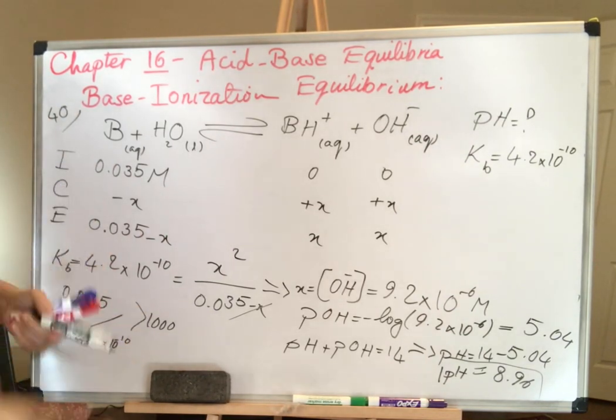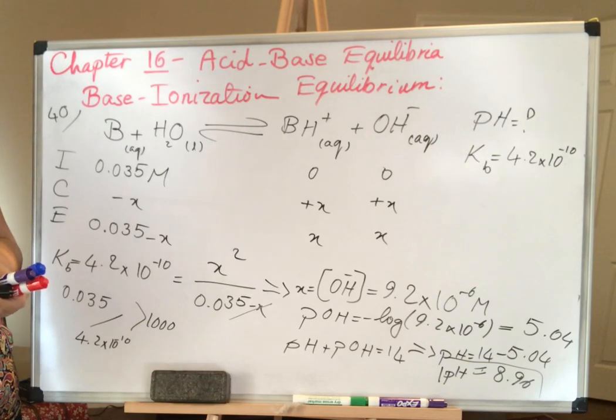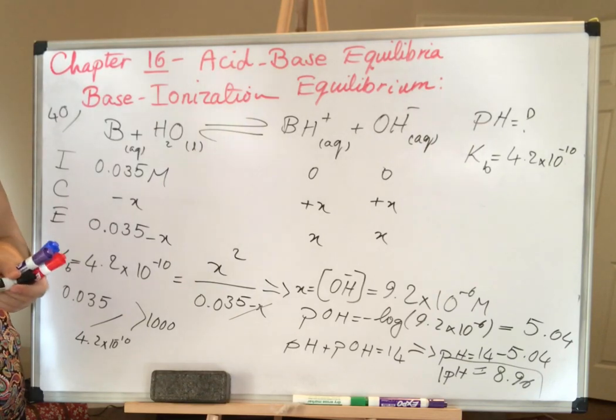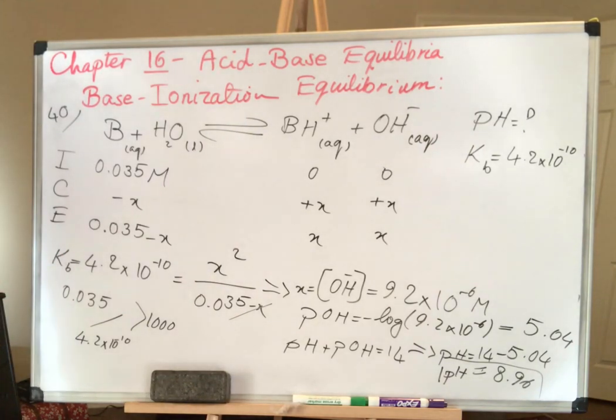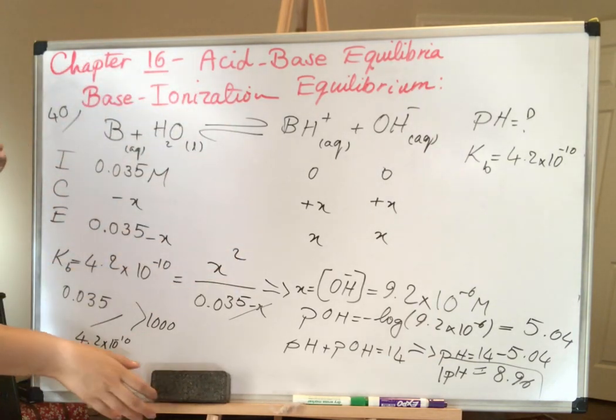So everything is the same for bases and acids. Instead of Ka, you're dealing with Kb, and instead of acidic strength, you're talking about basic strength. But the procedure is exactly the same.